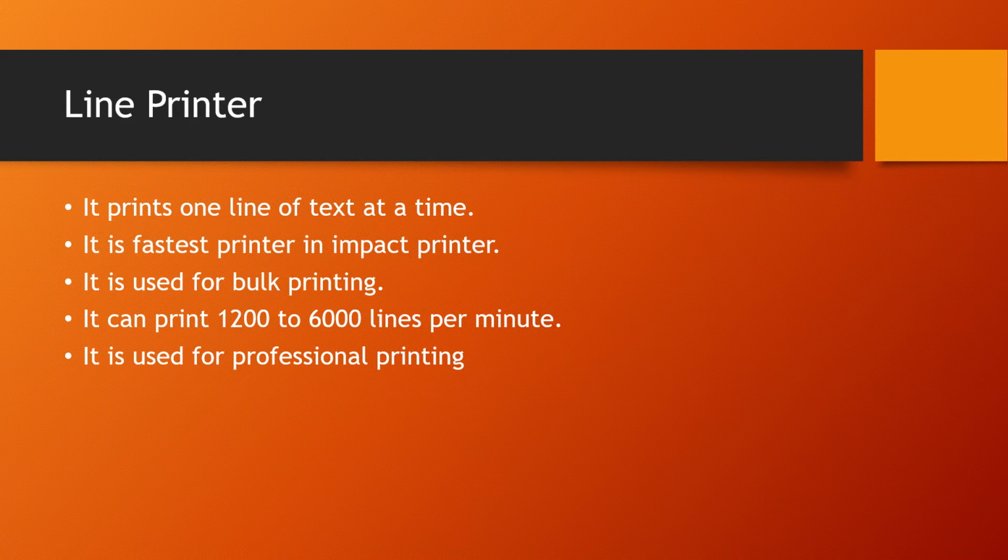Next is the line printer. It prints one line of text at one time. It is the fastest printer among impact printers. It is used for bulk printing. It can print up to 6000 lines per minute, 1200 to 6000 lines in 1 minute. It is used for professional printing. General users never use a line printer.